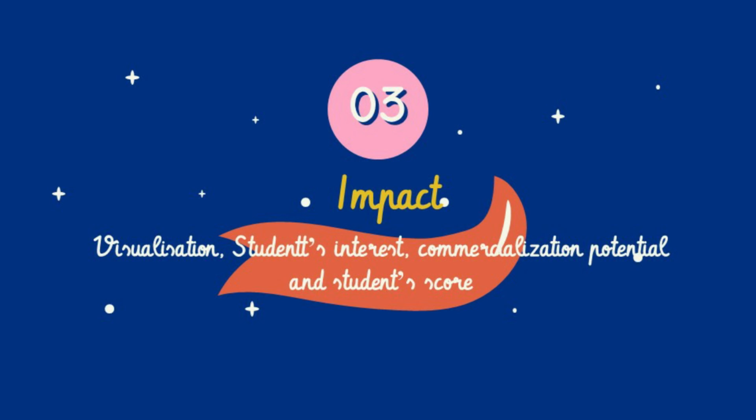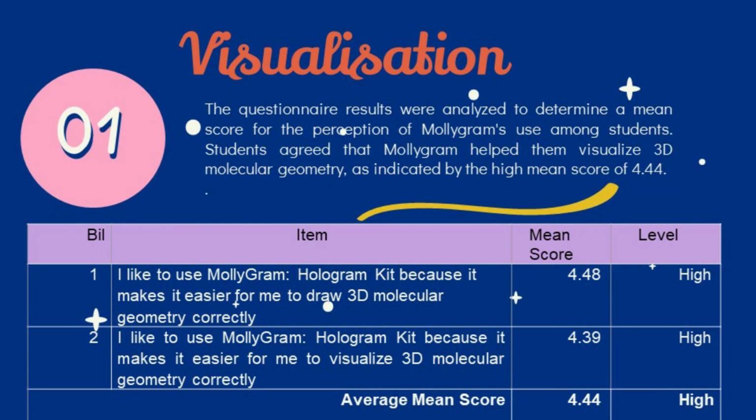The use of Mollygram hologram kit among students has several big impacts on the students' performance in this molecular geometry topic and in chemistry as a whole. A questionnaire was distributed to all students involved and their scores are as follows. First, it helps students to visualize molecular geometry of a molecule in 3D shape, which gave a mean score of 4.44 out of 5 in the questionnaire.